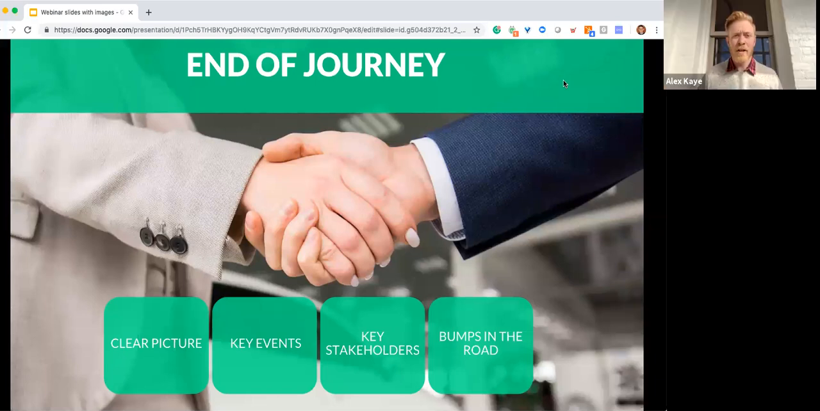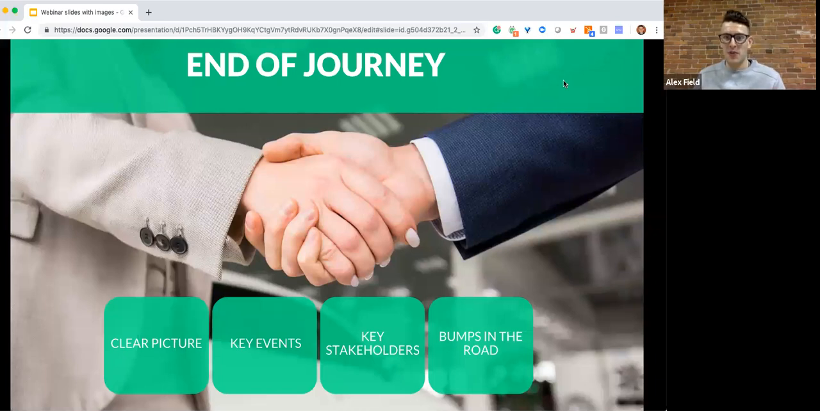Exactly. It's not a silver bullet. It just helps you avoid certain potholes. It helps you have a smoother journey. Right. And figure out who else is in the car, so what other stakeholders and other people need to be involved.